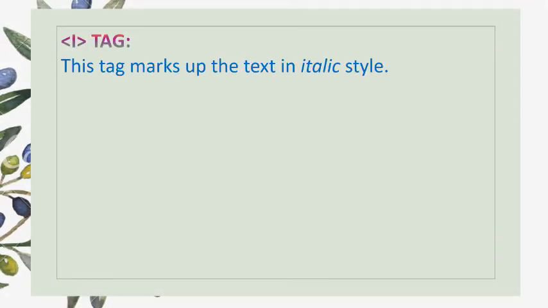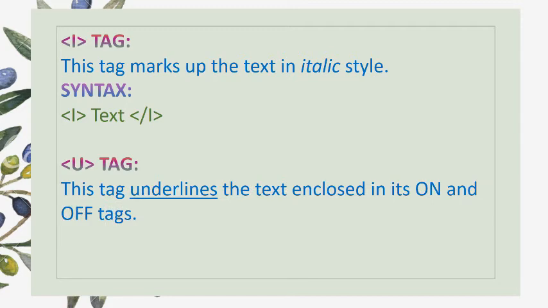I tag. This tag marks up the text in italic style. This tag is used to draw the attention of a reader on any information, and the syntax is given here. U tag. This tag underlines the text enclosed in its on and off tags. The syntax you can see here.